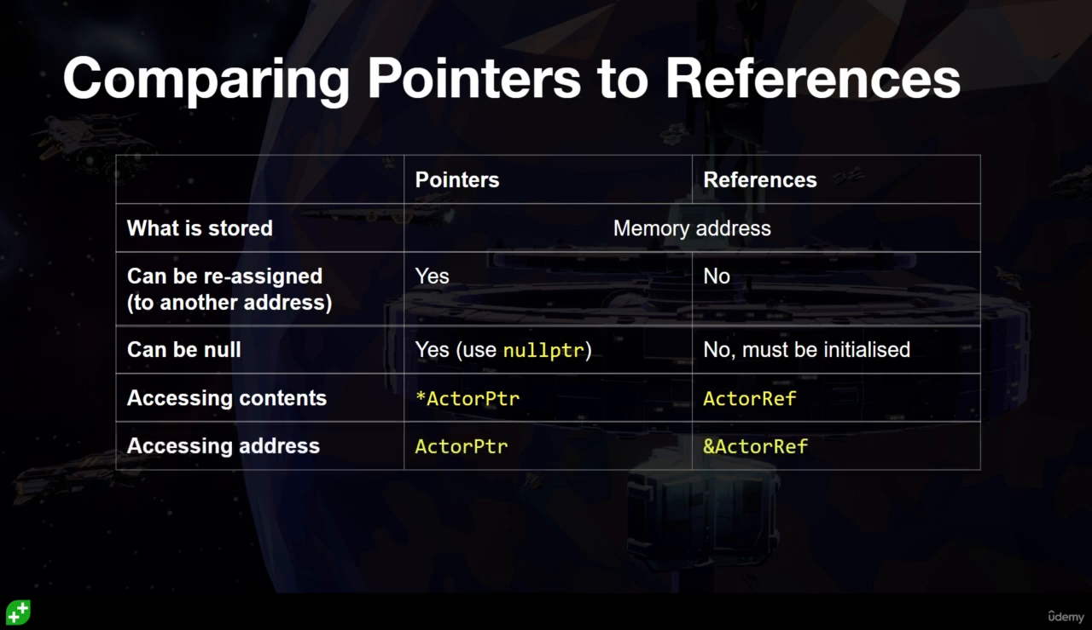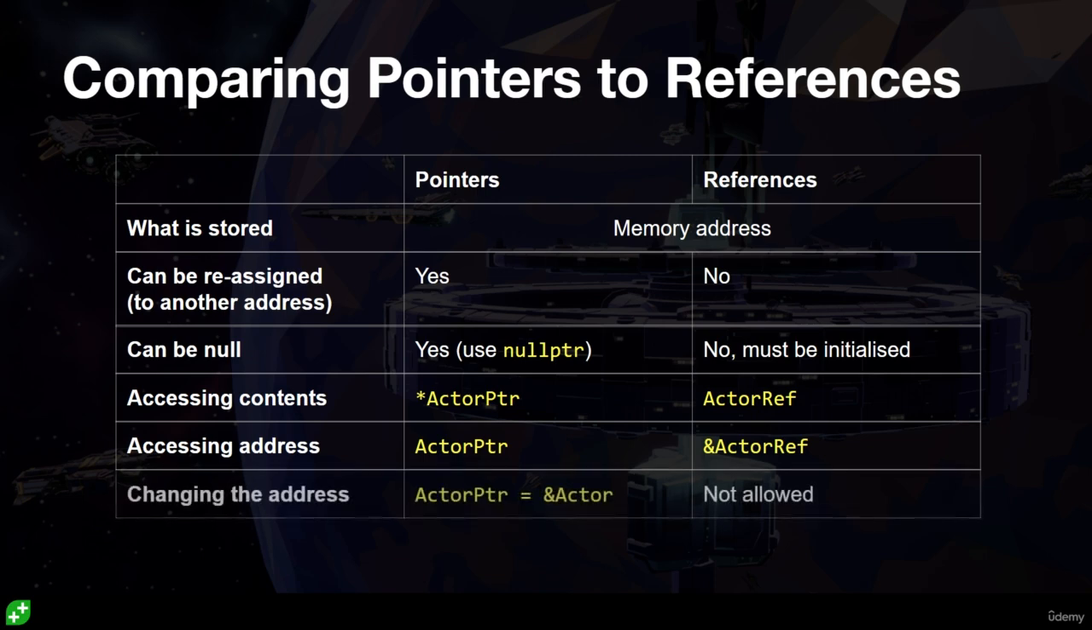Now, there's accessing the address. With pointers, you get hold of the address automatically when you use the variable. With a reference, you have to use special syntax to do that. You have to use the address-of operator, and it will get you basically the same address as the original variable. And then there's changing the address. With a pointer, we've seen that you can assign the address and use the address-of operator to do that. With references, this isn't allowed, so there's no syntax for it.